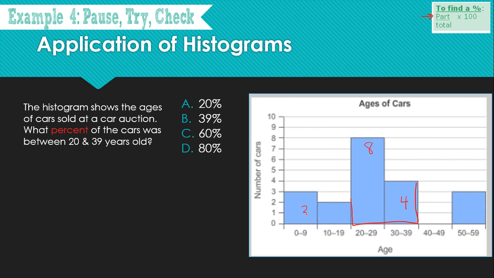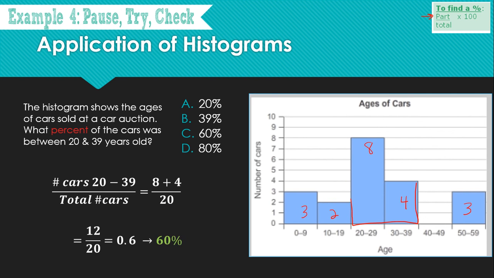You could write the number in the histogram bar or in the class, so I can find my total pretty easily. I take the number of cars from 20 to 39, that was the 8 plus 4, over the total number of cars. That's all of these added together: 3 plus 2 plus 8 plus 4 plus 3 gives me 20. Then we just simplify. 8 plus 4 is 12. 12 over 20 is 0.6. Multiply that by 100 and we get our percentage of 60. So 60% of the cars were between 20 and 39 years old.